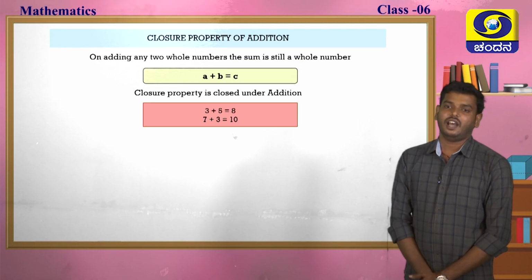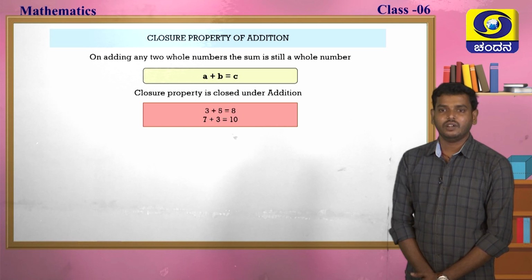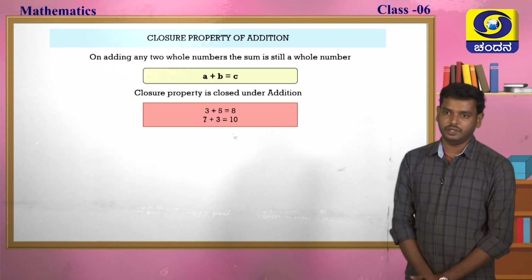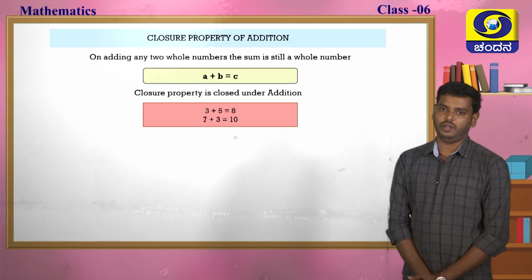And we can also say that A plus B is equal to C. Okay. Closure property on addition, that is A plus B is equal to C. Here A and B are whole numbers and the sum C is also a whole number.